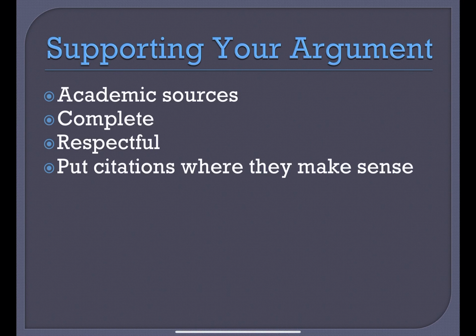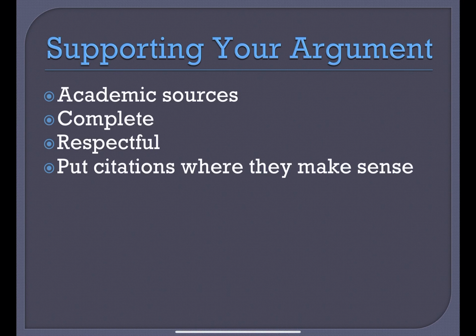Now that you've got academic sources, you need to figure out how to treat them fairly and respectfully. You need to make sure that your evidence is complete or relatively complete. So for example, if there's a big name that you've seen cited in a lot of the literature and you haven't found any work by them, you probably need to go look for them.